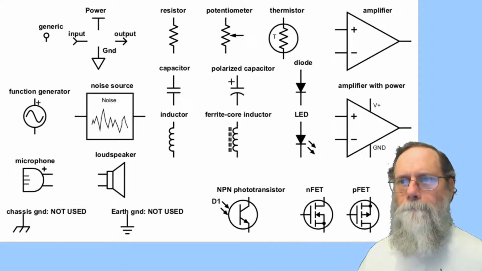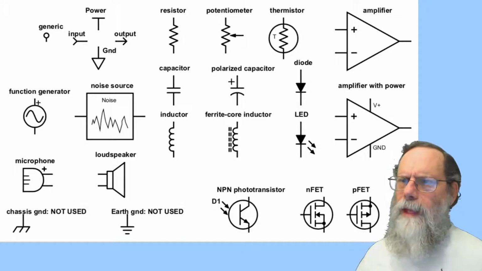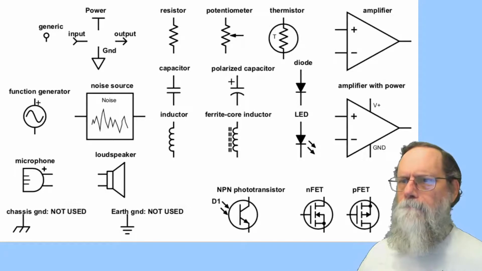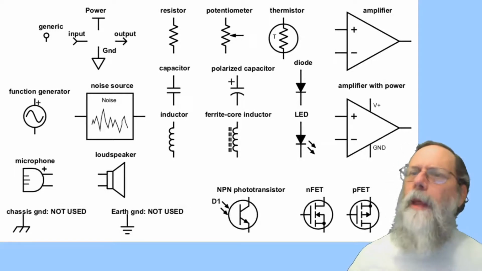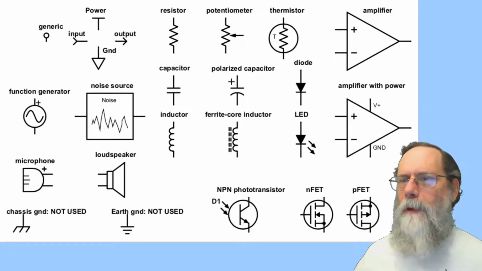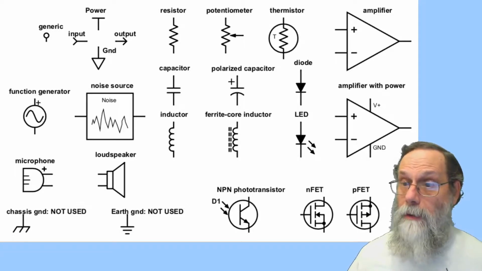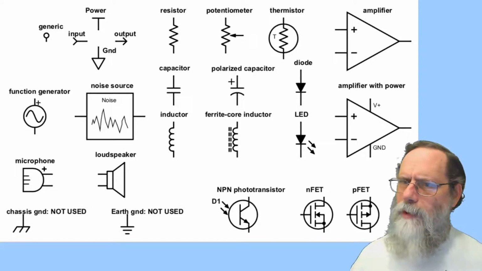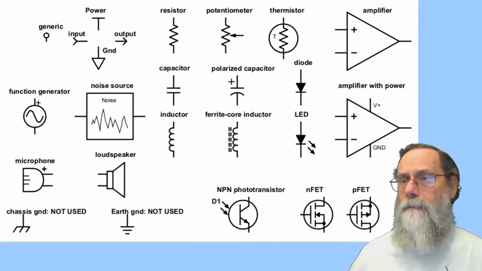Okay, that's probably all the essential stuff. Now, one more thing. The amplifier and amplifier with power that's up here above my head. Amplifiers always need power. By their very nature, you have to provide power to amplifiers. So why do we have an amplifier symbol without power connections to it?